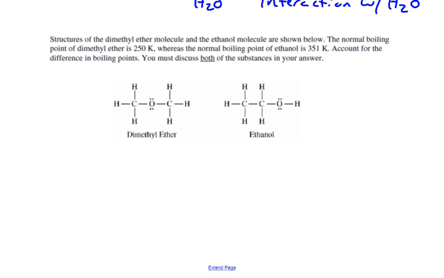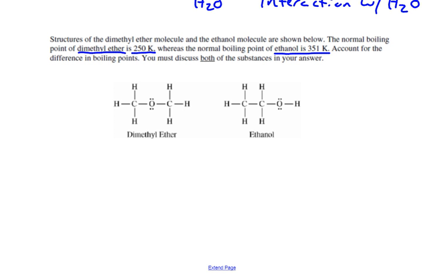Structures of the dimethyl ether molecule and the ethanol molecule are shown below. The normal boiling point of dimethyl ether is 250 Kelvin, whereas the normal boiling point of ethanol is 351. Account for the difference in boiling points. You must discuss both substances in structure.